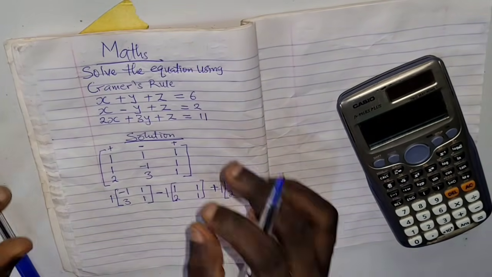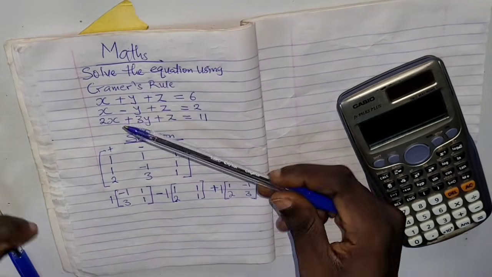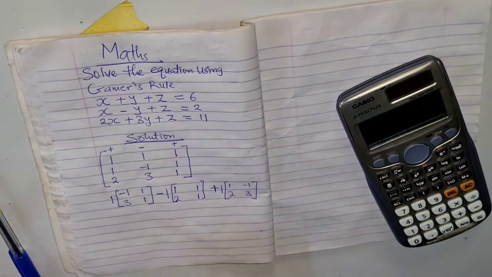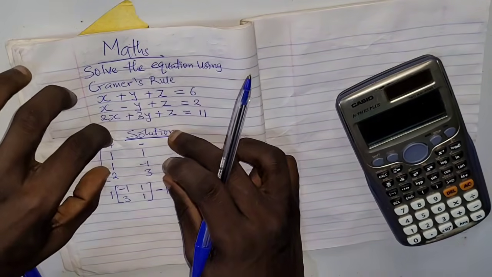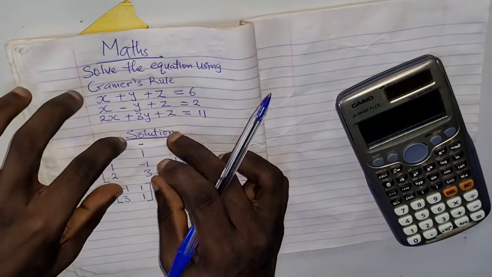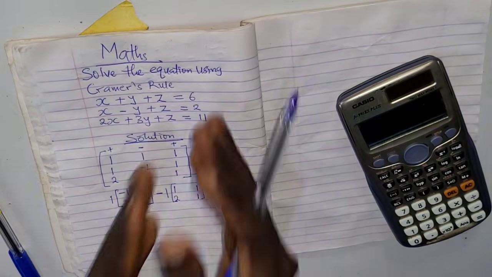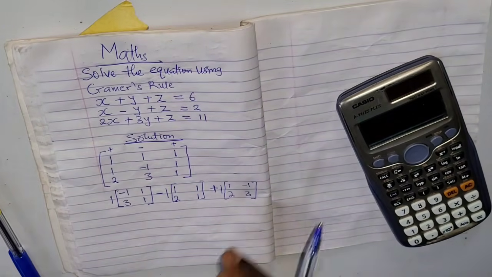Now don't forget that we are calculating the value of x, y, and z. But first of all, we need to find the determinant. After finding the determinant, we find the determinant of x, the determinant of y, and the determinant of z. From there, we divide and get the final answer.